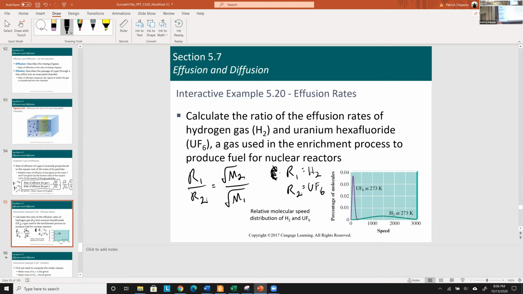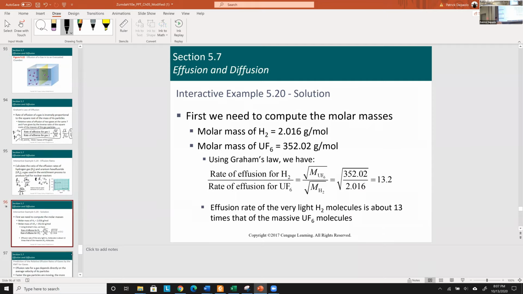So the molar mass of UF6, uranium is big, so let's see. UF6 molar mass is 352. The molar mass of hydrogen is 2. So you do this equation, and what number do you get? You get 13.2. So it's telling you that for every 13.2 molecules of H2 that go through, only 1 molecule of UF6 goes through. So the effusion rate for light hydrogen is 13 times more than the massive UF6. That's what you can say about that.